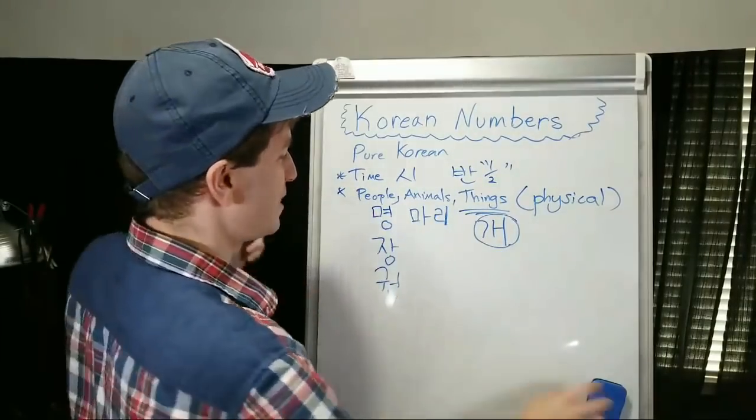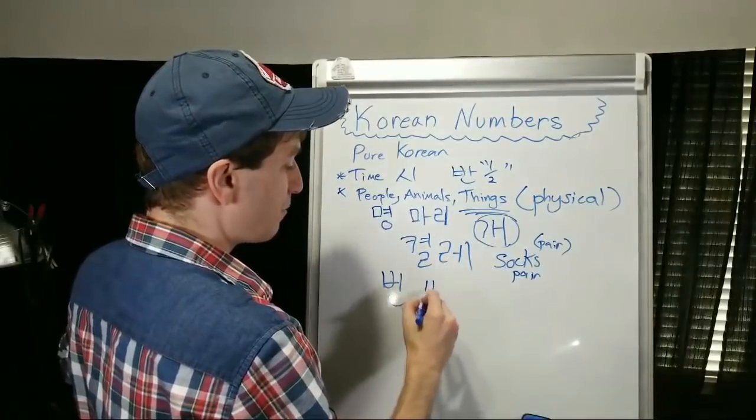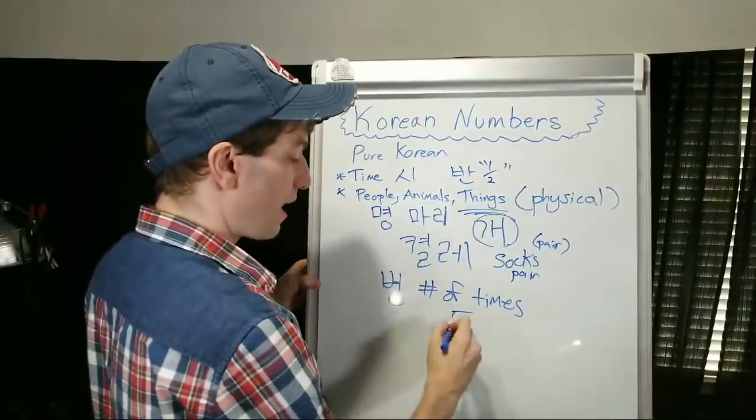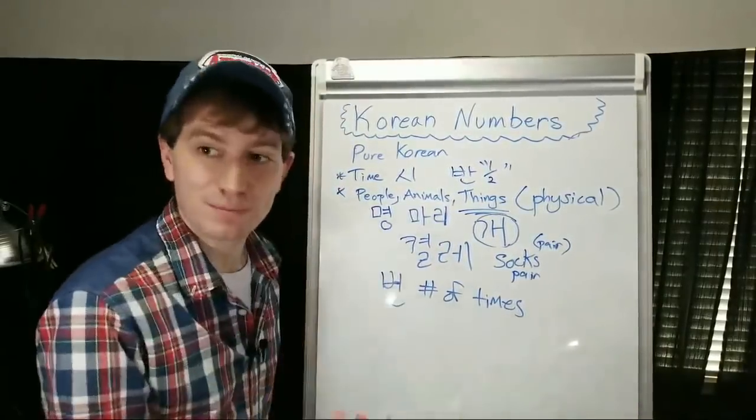One more thing I wanted to teach about. 켤레 is for a pair of socks. 번 is for a number of times. 두 번, twice. 세 번, 3 times. 10번, 10 times. 100번, 100 times.